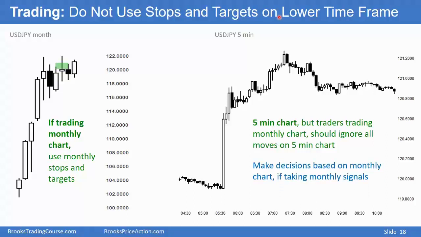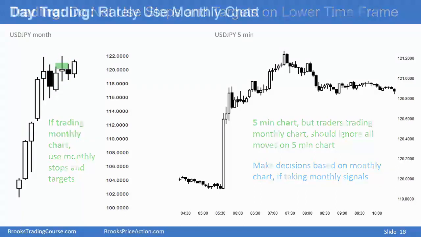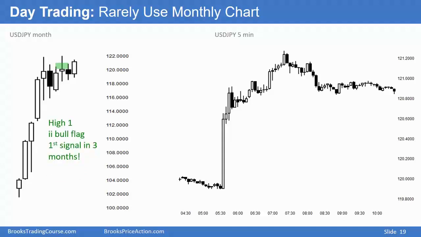Very often, a lower time frame chart or a higher time frame chart will be doing the exact opposite of what you're seeing on the chart you're trying to trade. If you're trading on this chart, only pay attention to this chart. Here we have a very strong bull trend and a pullback. We have an II that makes it a high 1 bull flag. And it's the first buy signal in 3 months other than buying closes.